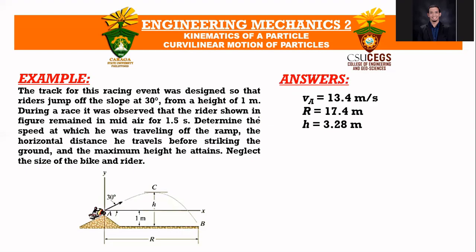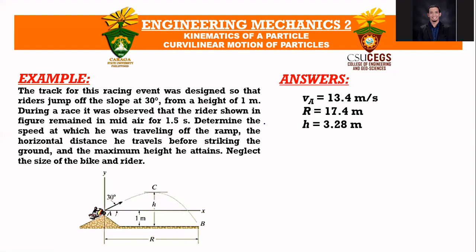For our second example problem, we have here the track for this racing event was designed so that riders jump off the slope at 30 degrees from a height of 1 meter. And during a race, it was observed that the rider shown in the figure remained in mid-air for 1.5 seconds. So what we need to determine are the following: the speed at which he was traveling off the ramp, the horizontal distance he travels before striking the ground, and lastly, the maximum height he attains.